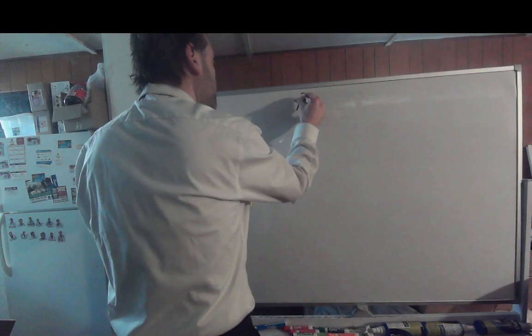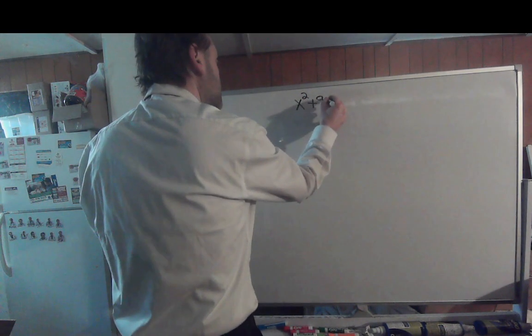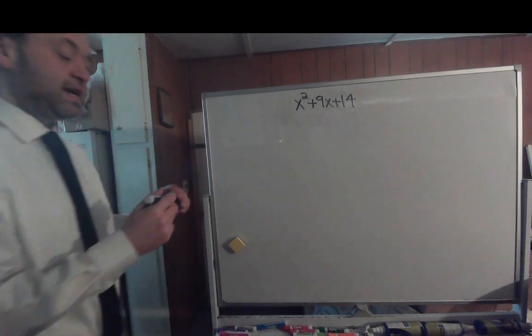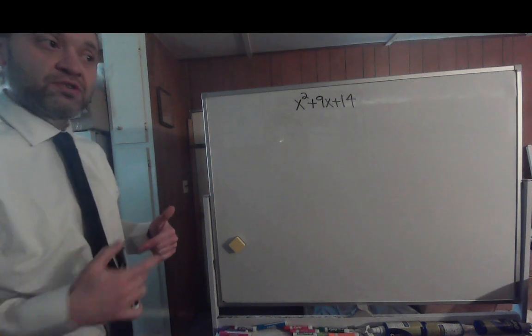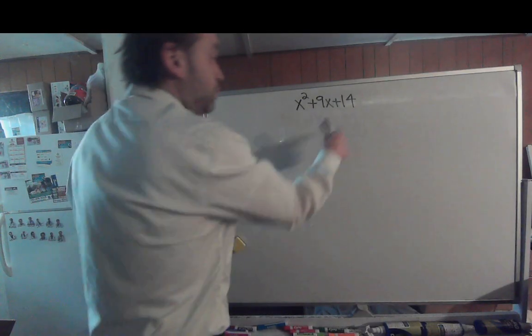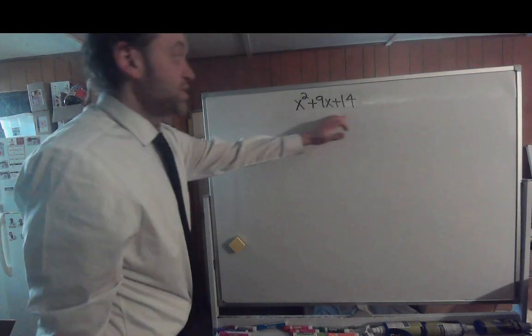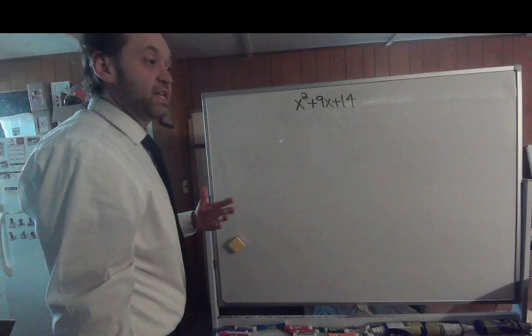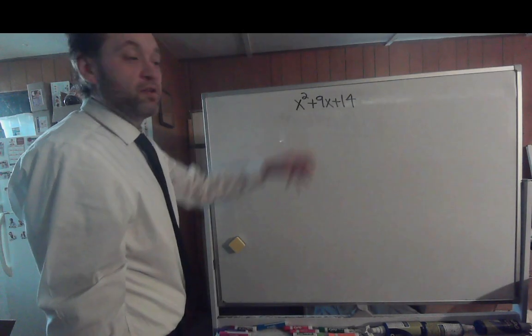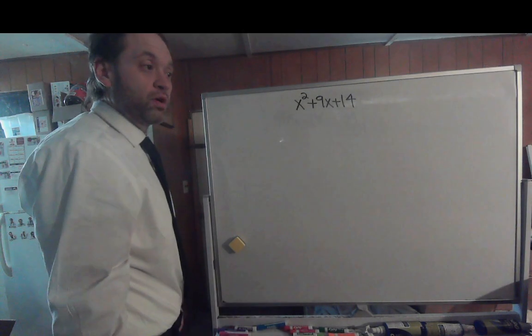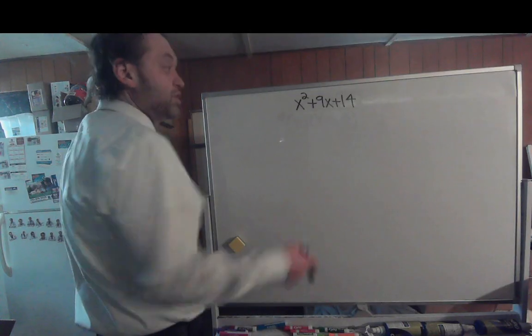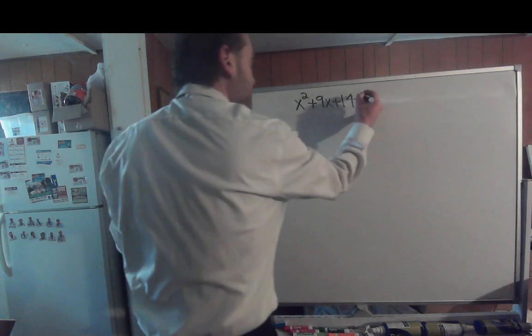Alright, how about x squared plus 9x plus 14? Well, what are some factors of 14? Well, 1 and 14 for starters. Since everything's positive, we're only going to consider positive factors. 1 and 14, but if you add them together, you would get a middle coefficient of 15. 1 and 14 doesn't work, but how about 2 and 7? If you add 2 and 7 together, you'll get a middle coefficient of 9.